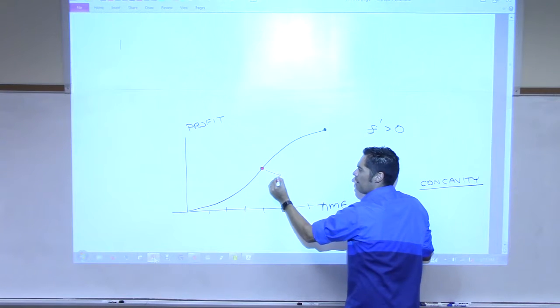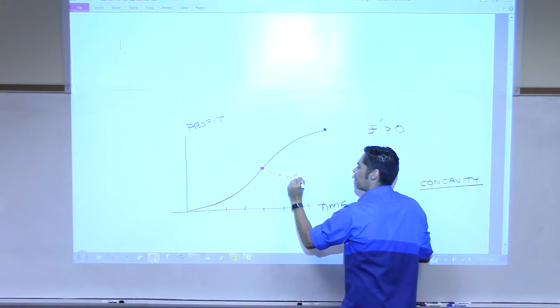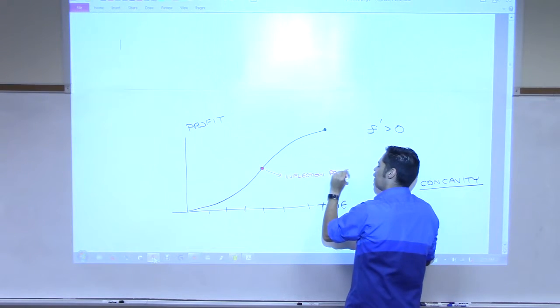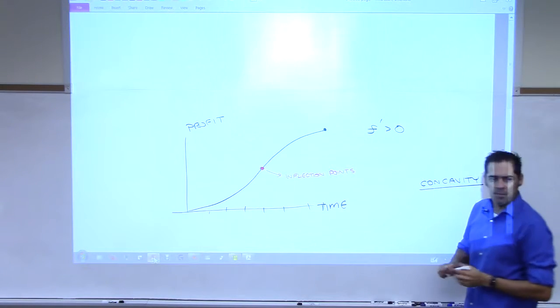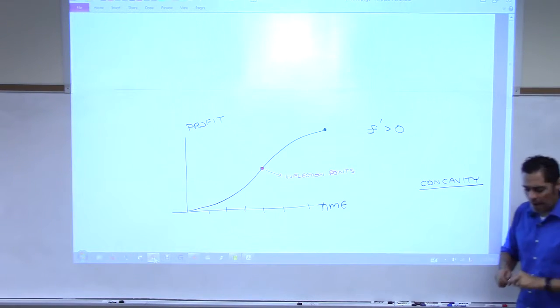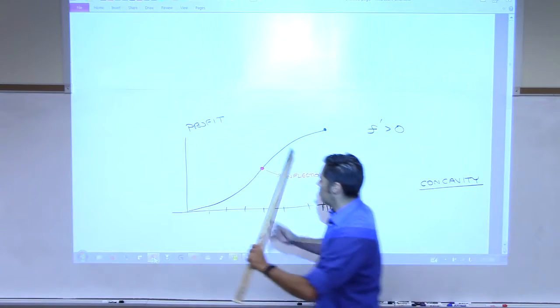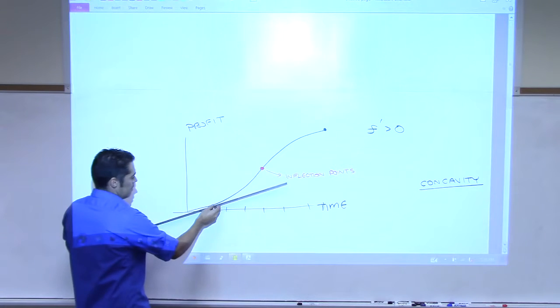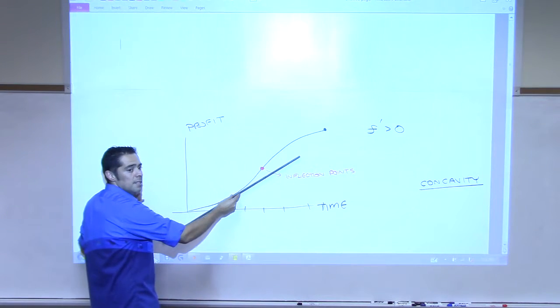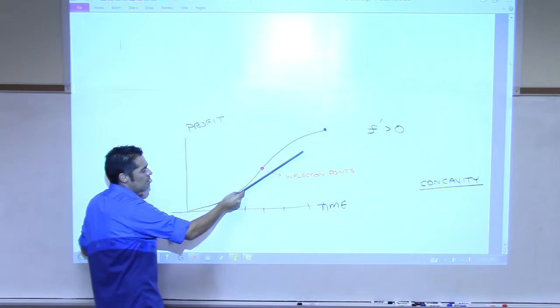This is known as an inflection point. That's what we're going to call it. That's its technical name. But from a business perspective, that point is important to me, and here's why. Right here, at any point, my profit is increasing, isn't it? Because of the slope of the tangent line. So notice what's happening here.